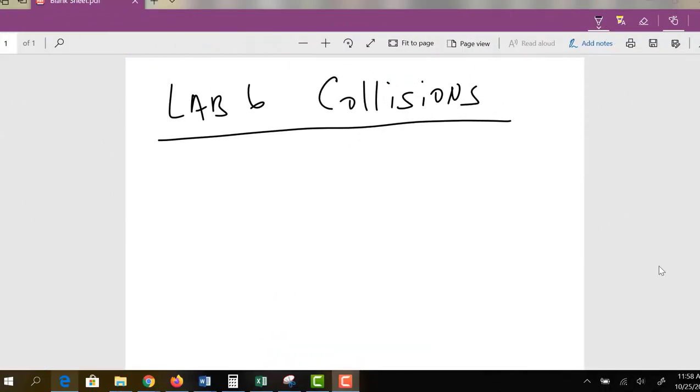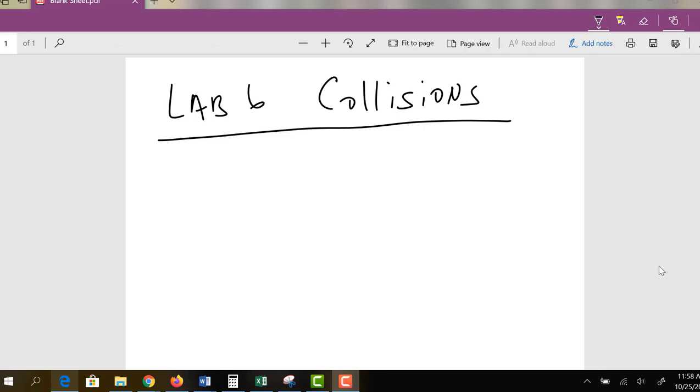Hello, this is a short video about Lab Activity 6, which is on collisions. I thought I would start off with a little theory, and then we can take a look at the lab and go from there. So the collisions activity actually has two parts.